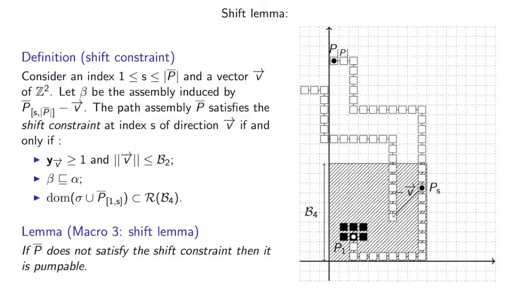Thirdly, the seed lemma is a subcase of the shift lemma. In fact, the seed lemma will not be used from now on. Nevertheless, the seed lemma is crucial for the proof of the shift lemma and the proof of the reset lemma. We introduce the macroscopic lemmas in this order because we think it is more pedagogical. Fourthly, the shift constraint implies that P and P minus V are consistent.